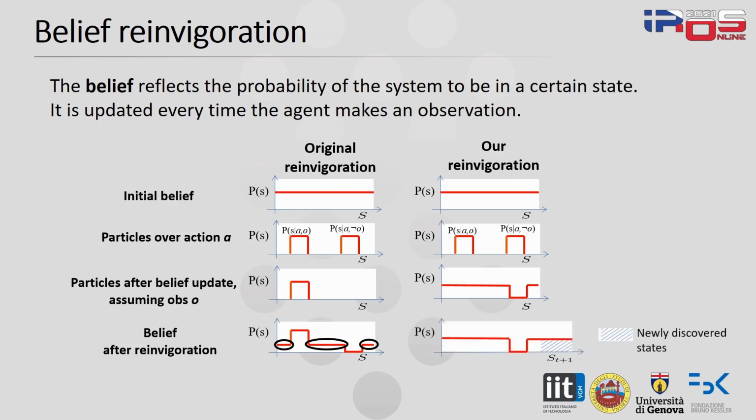During the reinvigoration, we then introduce the newly discovered states in the belief and give them the same probability as the other ones. With our proposed changes, we were able to use a POMDP formulation with a dynamic search space.